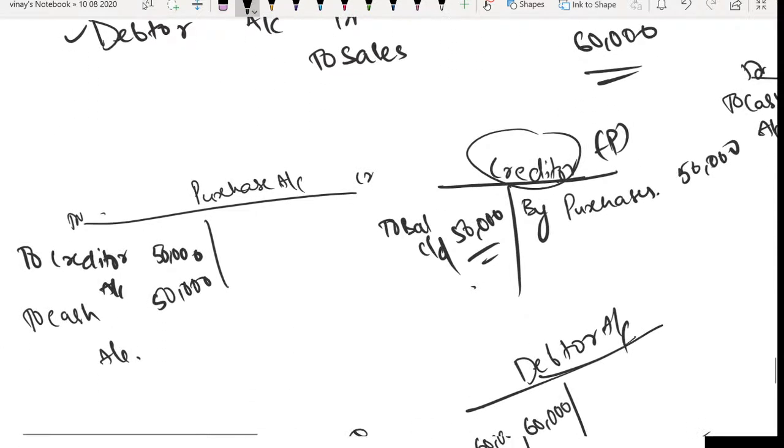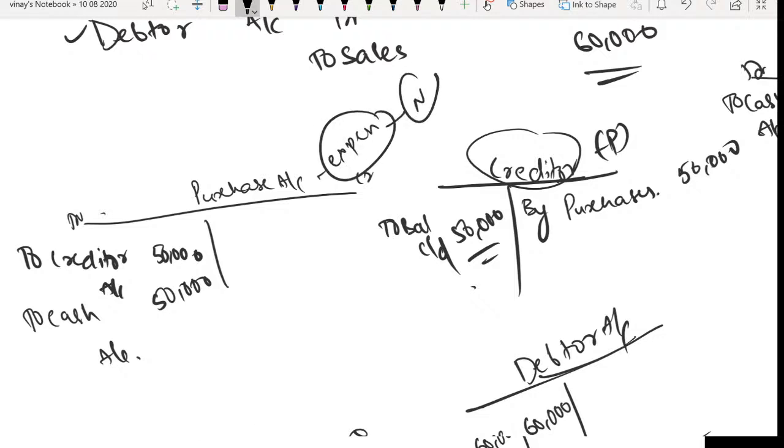Purchase is an expense. When it is an expense, it's called a nominal account. So I will not carry forward to the next year. What I will do, I will make sure it goes to the P&L account, 1 lakh rupees. I already told you all the nominal accounts will go to the P&L account. All the real and personal accounts will go to the balance sheet.